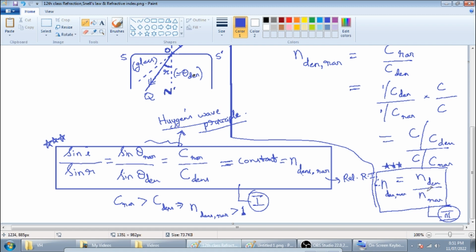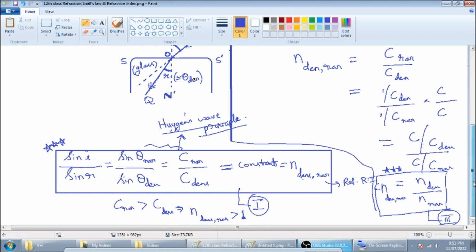Now these are the 3 very important equations. Another very simple thing is, with the help of these 3 equations, or 2 equations out of these 3, another very simplified form of Snell's law of refraction can be obtained. I'll just keep this screen as it is.